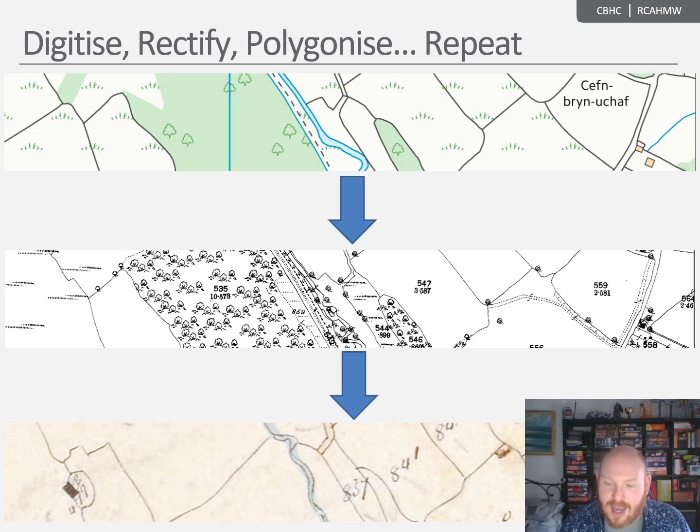And then once you've done that, you then go back in time to the next map in the sequence, which could be the enclosure maps. And so basically this process of digitize, rectify, polygonize, repeat, and you do that until you get back as far back as you can.